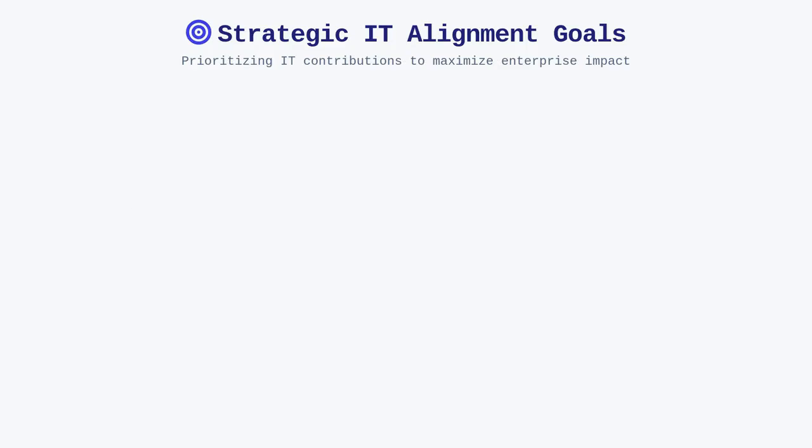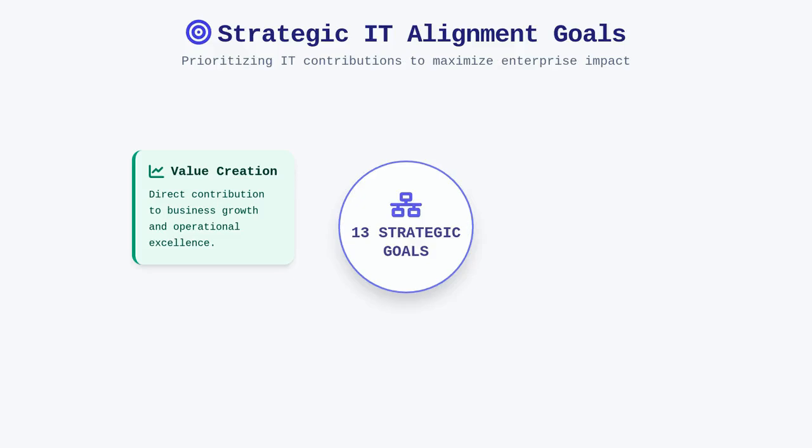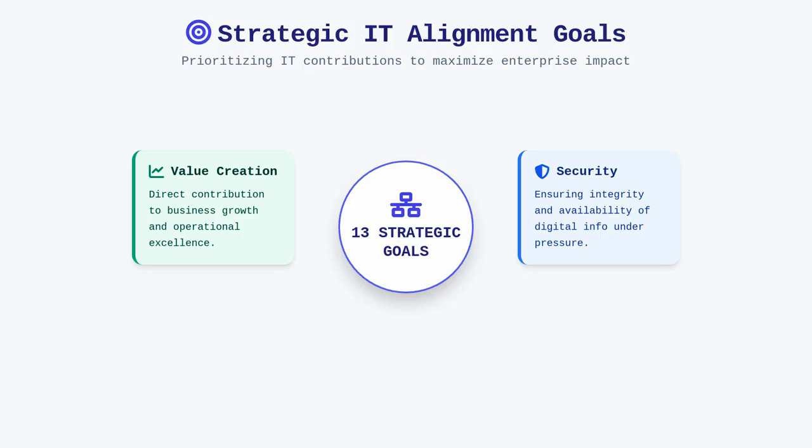The 13 goals are partitioned into several categories that reflect the various ways IT contributes to the business, starting with direct value creation and moving through risk and compliance. For instance, when we talk about the security of digital information, we are addressing the need to maintain integrity and availability under pressure, which is an alignment goal that almost every modern organization must satisfy.